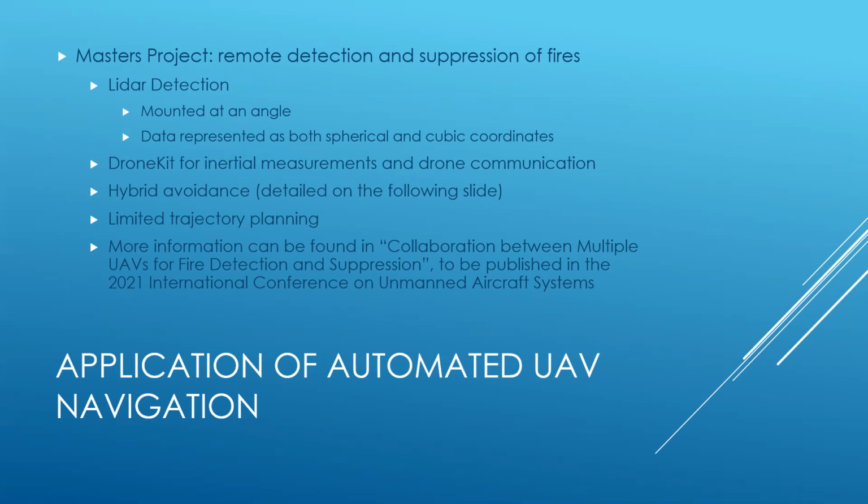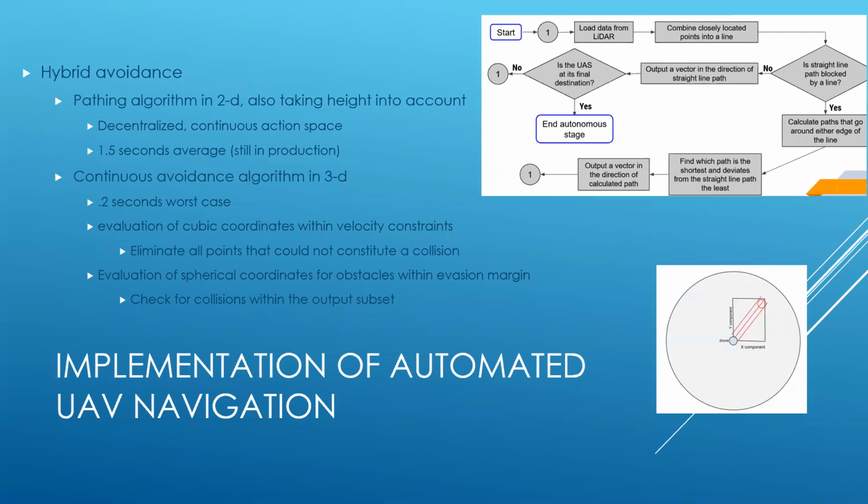More information about this project and its methodologies can be found in the article Collaboration between Multiple UAVs for Fire Detection and Suppression, to be published in the 2021 International Conference on Unmanned Aircraft Systems. The pathing algorithm for this project, though complete, is in a state of constant development, as there are many potential upgrades for the algorithm before it is able to compete with leading algorithms in the industry.